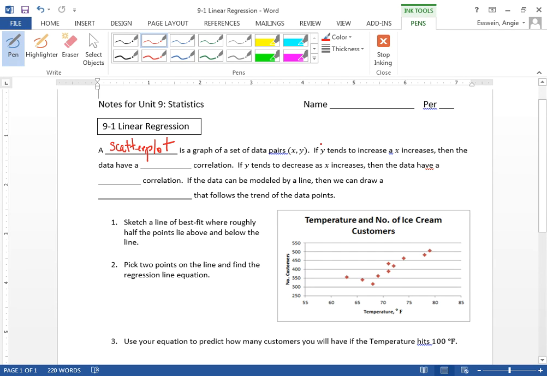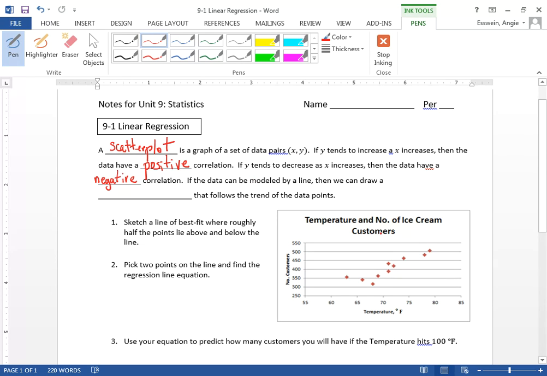If Y tends to increase as X increases, then we say it has a positive correlation. And if Y tends to decrease as X increases, then we have a negative correlation. They can both still be linear. So negative would be like, as you're driving, the gallons of gas left in your car decrease as time goes by. So you can model this with a line.